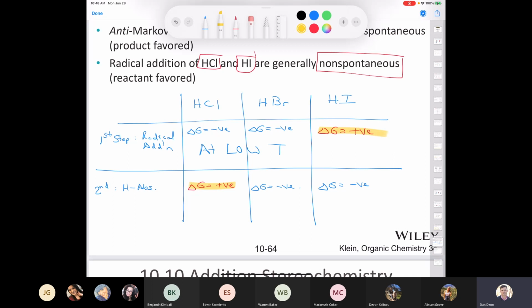So since both the hydrohalogenation using radical conditions with HCl and HI, they're both non-spontaneous because one of the steps has a positive delta G. It's just non-spontaneous. Whereas when we want to use HBr, both steps are spontaneous. And that's why we can do the radical addition with HBr in an anti-Markovnikov fashion, but we can't do it with HI and HCl.